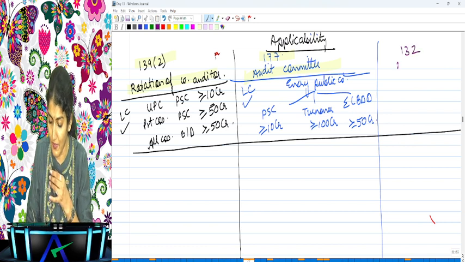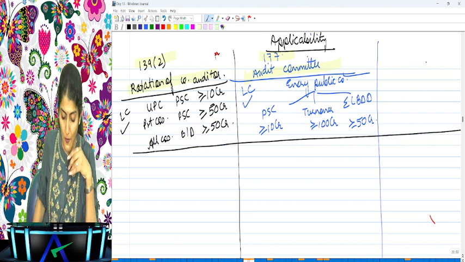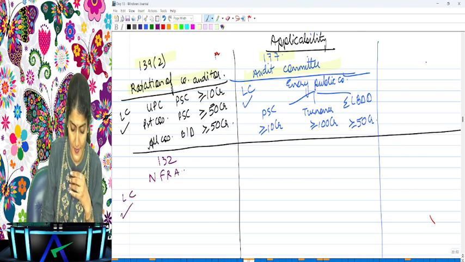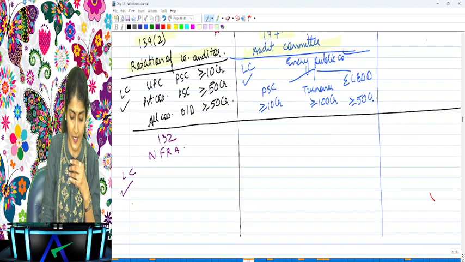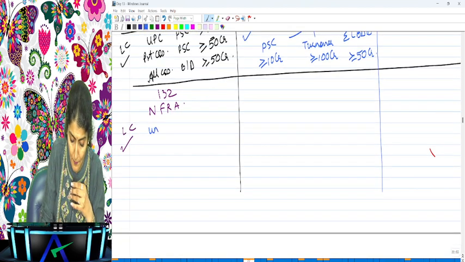So section 132, which is regarding the NFRA. I won't write it there. I'll write it down because more place will be required, right? So section 132, which is regarding the NFRA. Whenever a list is prepared, who is coming first and standing in the list? Right, the listed companies. Then apart from listed companies, what does it say?